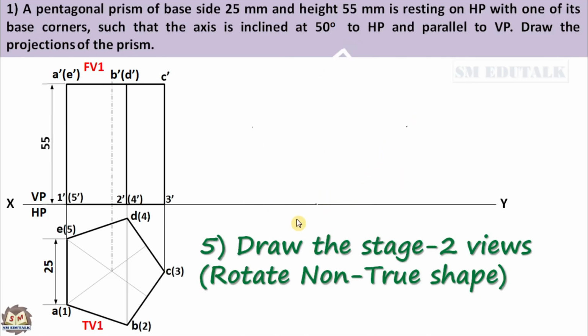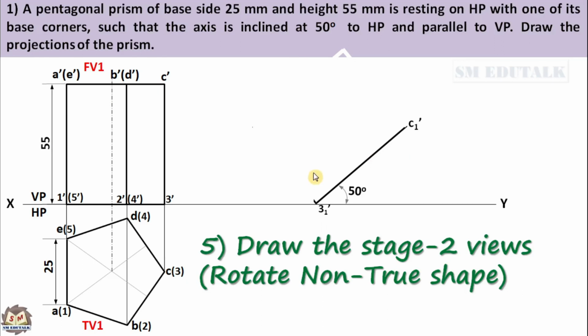Okay, I will explain. At first, mark a point anywhere on the XY line next to stage 1 drawing. This is one of the base corners of the prism which is resting on HP. It is named as 3-1 dash. That is, the 3 dash becomes 3-1 dash in stage 2. Draw a thick line from that point which is inclined upward at 50 degree with a length equal to the height of the prism, 55 mm. The other end of this line is named as C1 dash.